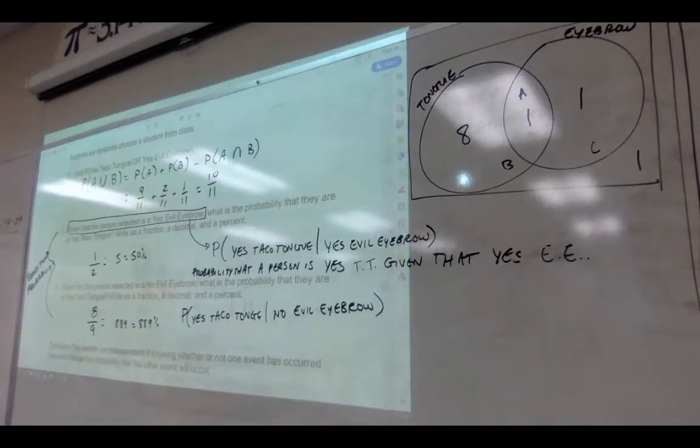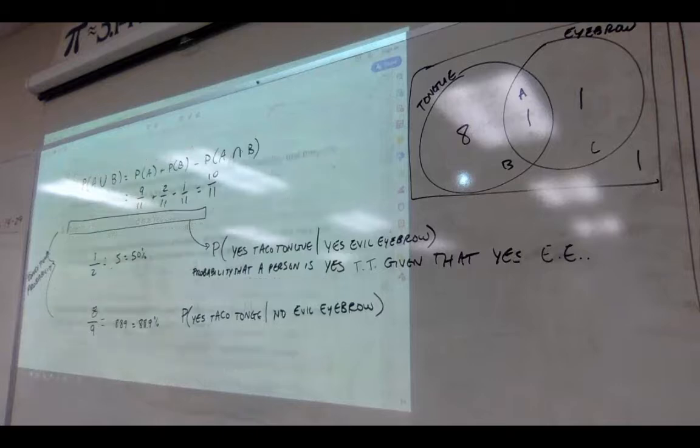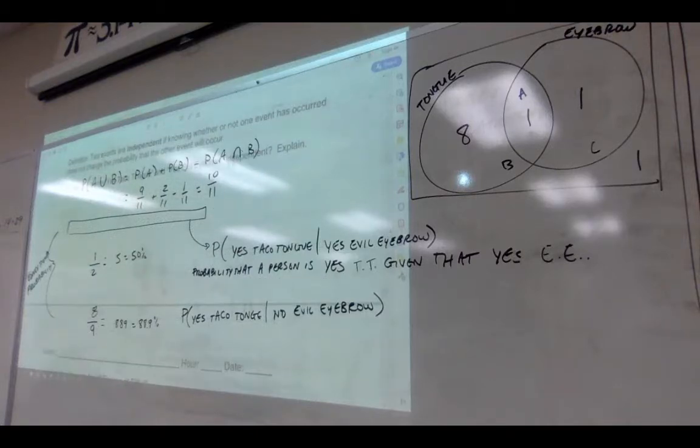Let me scroll up here. Two events are independent if knowing whether or not one event has occurred does not change the ability of the other event to occur. Are they independent? Talk about it in your groups based on the definition. And look at, does it change if you know one or the other?